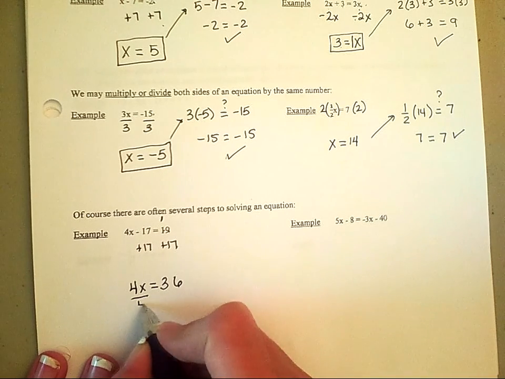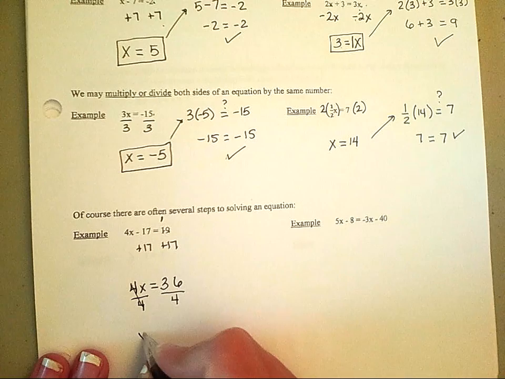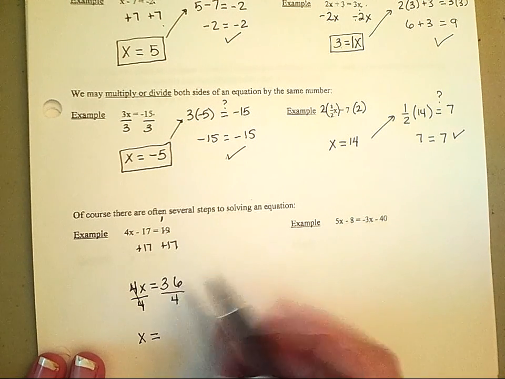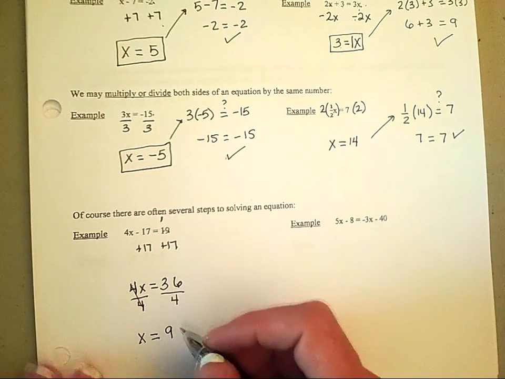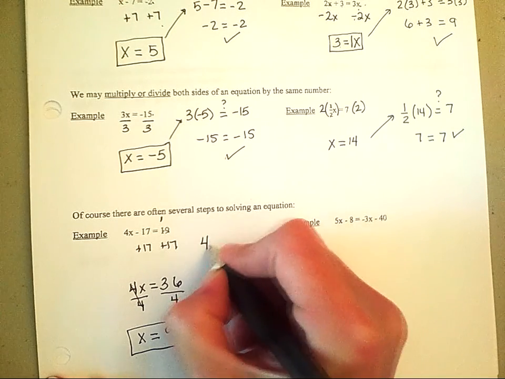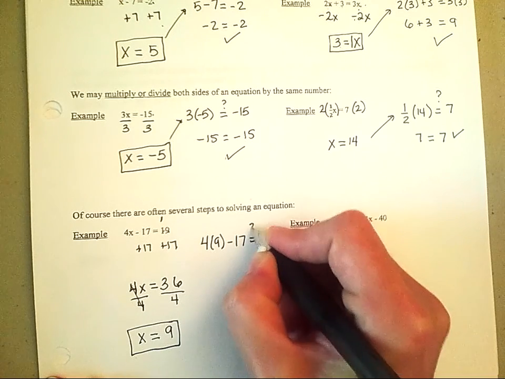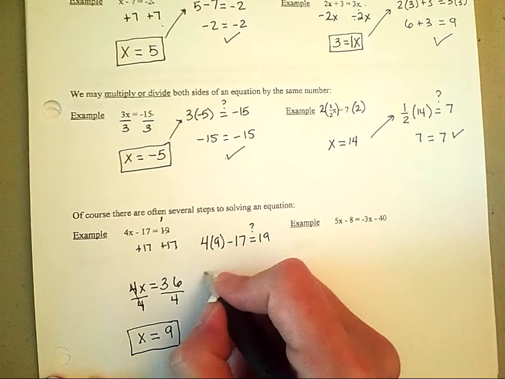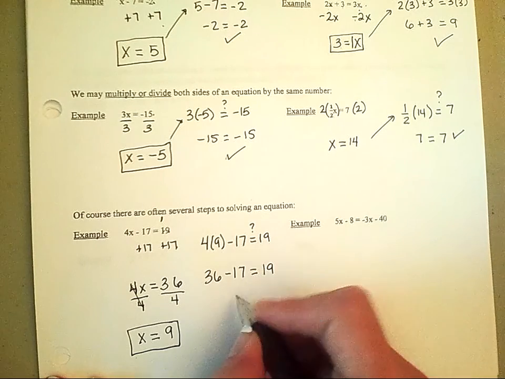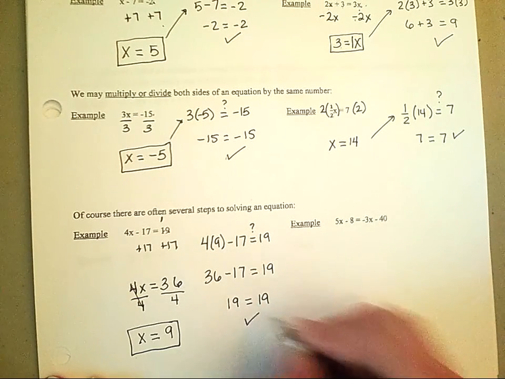And now I don't want 4x's, I want just a single x. So the 4's will cancel. So x will be equal to, and 4 goes into 36 9 times. And we'll do our check. 4 times 9 minus 17, does that equal 19? Well, 36 minus 17, does that equal 19? Yes, 19 equals 19.